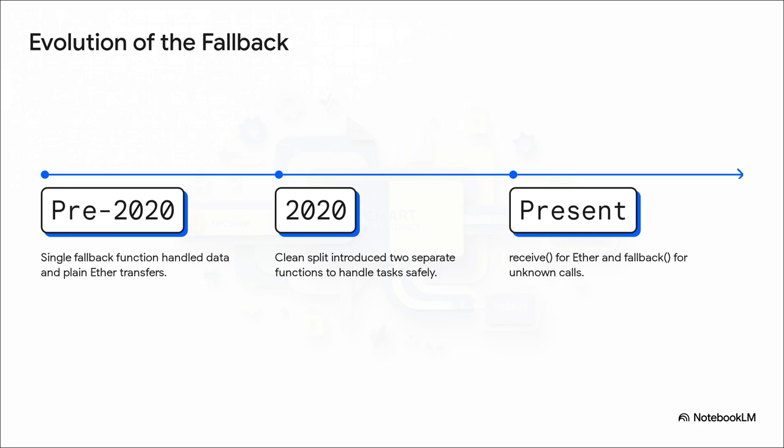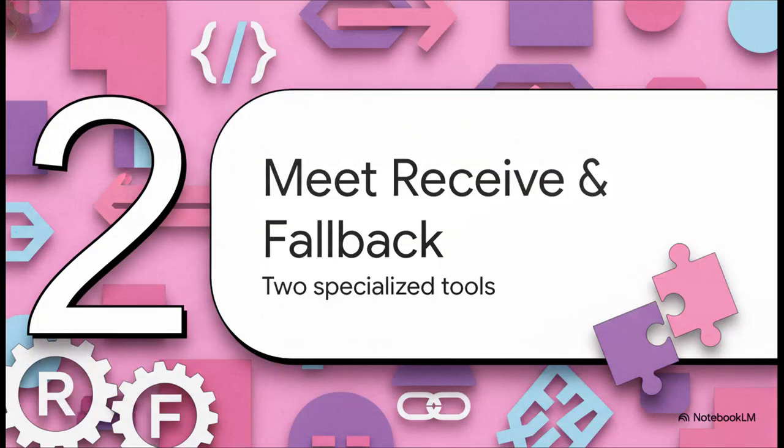Now, it actually wasn't always as clean as it is today. If we look back before 2020, pre-Solidity 0.6.0, contracts relied on just one single fallback function to handle literally everything unexpected. Plain ether transfers, fallback. Non-existent function calls, also fallback. It was, honestly, super messy and led to some pretty notorious security vulnerabilities. So the 0.6.0 update was a total game changer. It introduced a clean split, breaking that one confusing function into the two highly specialized tools we use today. Which brings us to Section 2, Meet Receive and Fallback.